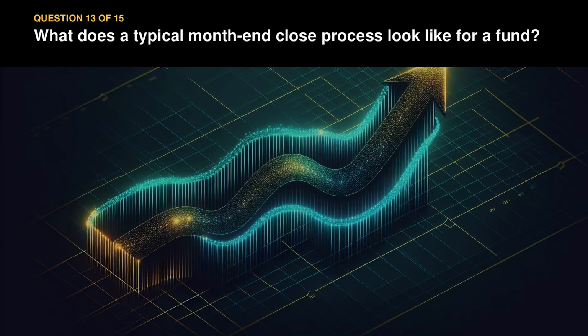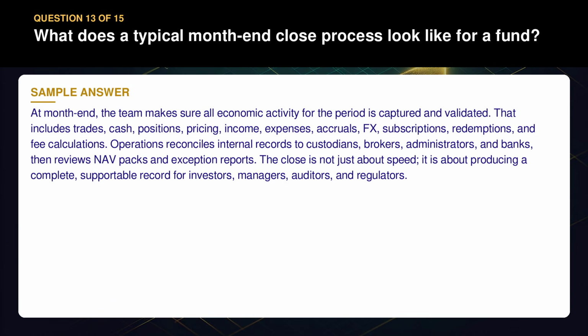Question 13. What does a typical month-end close process look like for a fund? At month-end, the team makes sure all economic activity for the period is captured and validated. That includes trades, cash, positions, pricing, income, expenses, accruals, FX, subscriptions, redemptions, and fee calculations. Operations reconciles internal records to custodians, brokers, administrators, and banks, then reviews NAV packs and exception reports. The close is not just about speed, it is about producing a complete, supportable record for investors, managers, auditors, and regulators.